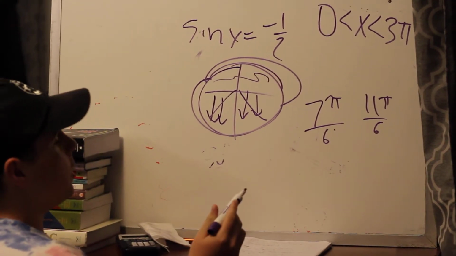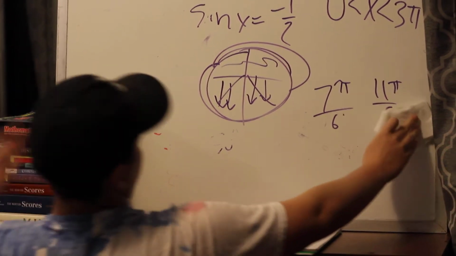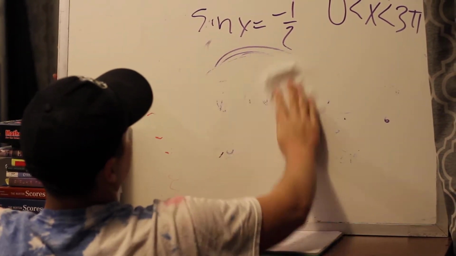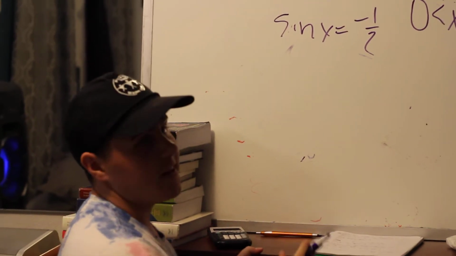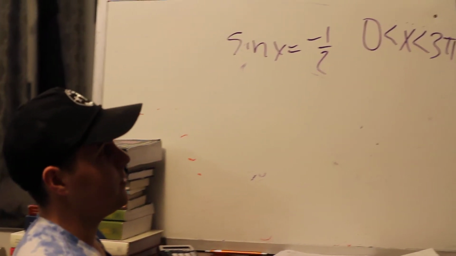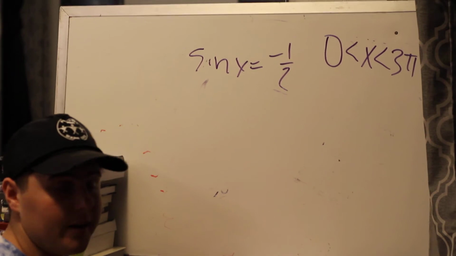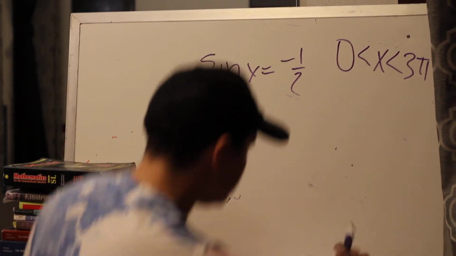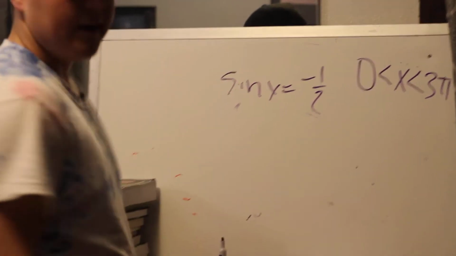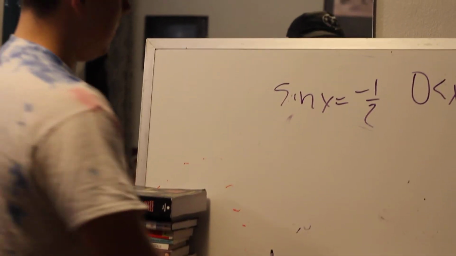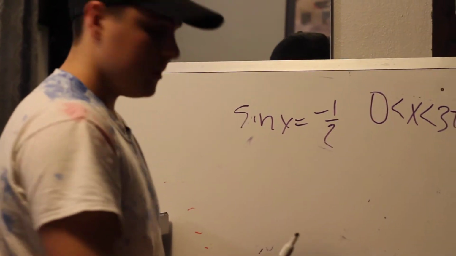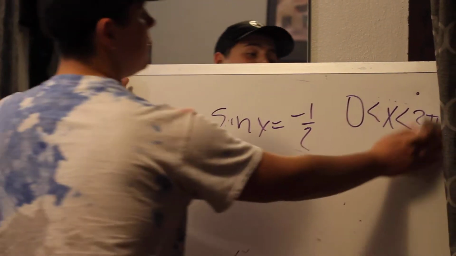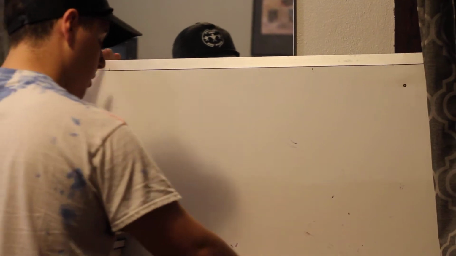The reason why I chose this problem, it's very easy, but it shows us that our domain might give us more than we actually need. In this case, our answers fit in the domain 0 to 2 pi, or 360 degrees. That's pretty much all I have for you. I just wanted to show you the value of using your unit circle, drawing it out, and using your calculator's inverse functions. And now here are your homework problems.